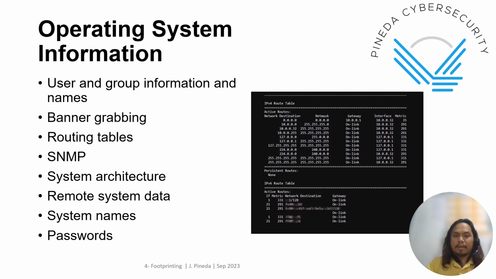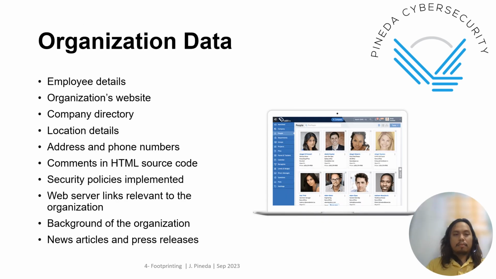Okay, so there's a bit of getting information about the target and trying to do some deeper analysis about it. Next is organization data. Okay, is there information found in the website that may be useful for your footprinting?